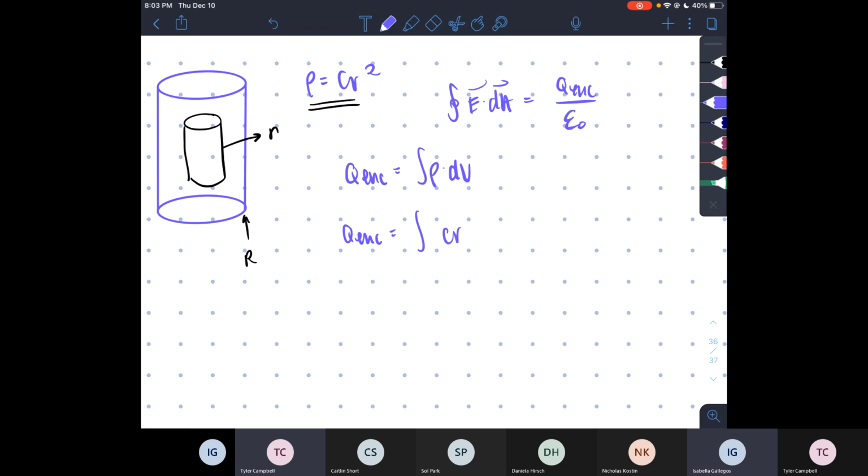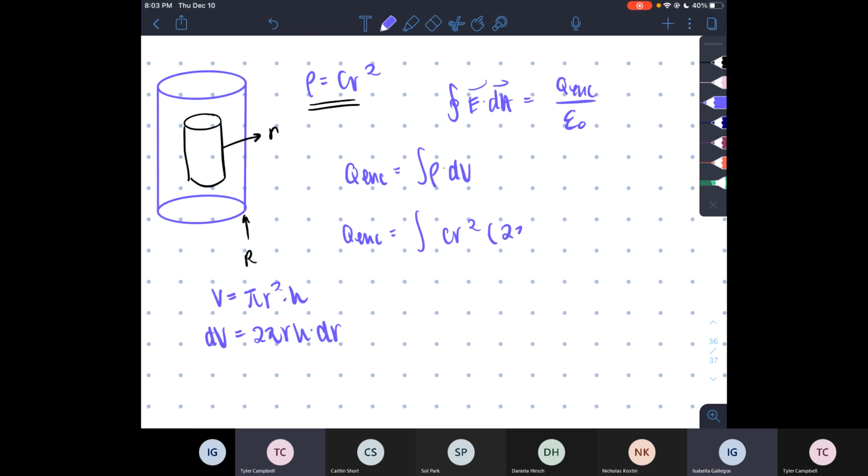So you're told that your rho is C R squared, and then you need your dV term. The way that I always do this, because I don't like memorizing a whole bunch of stuff, is I just derive the differential volume. So volume of a cylinder is going to be pi r squared times h. So dV is just 2 pi r h times dr, because you're differentiating with respect to radius. So that's what I'm going to put right here.